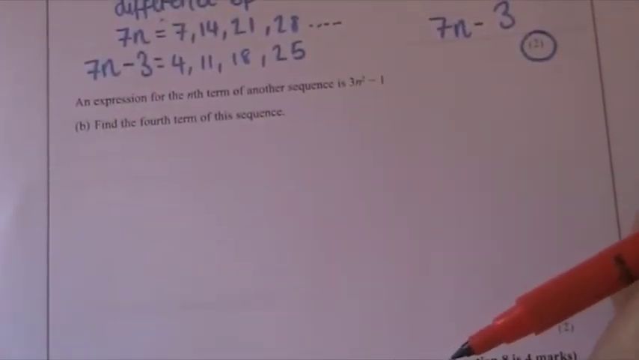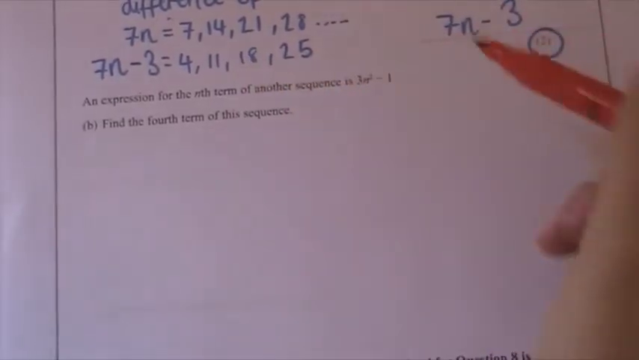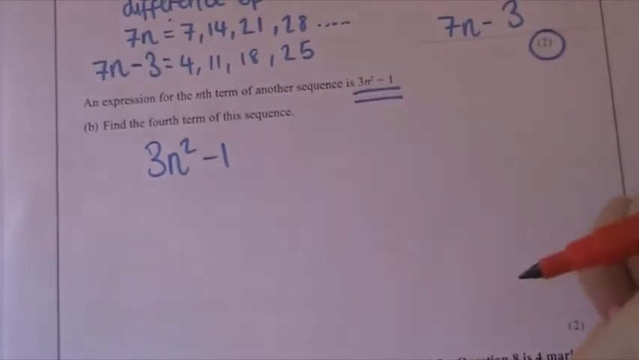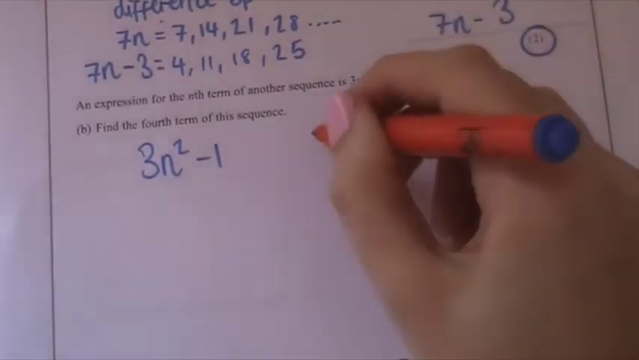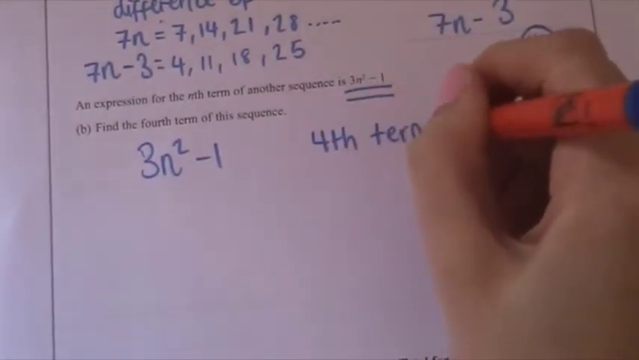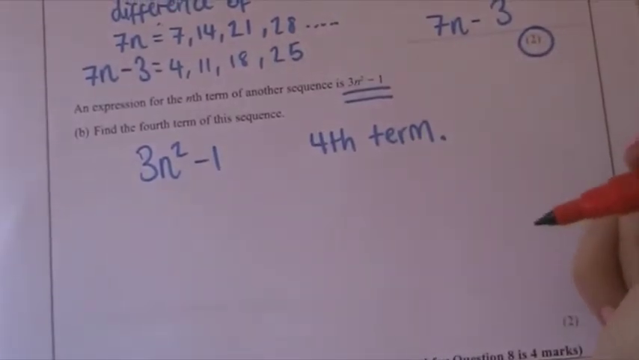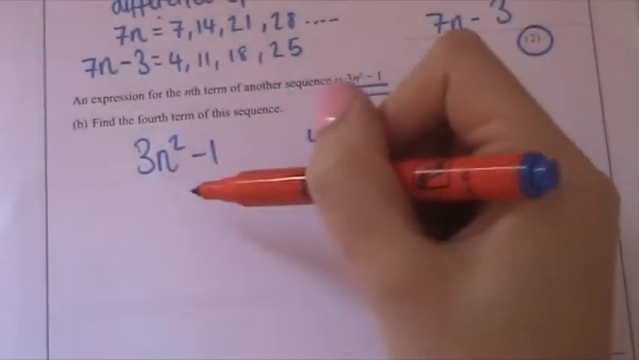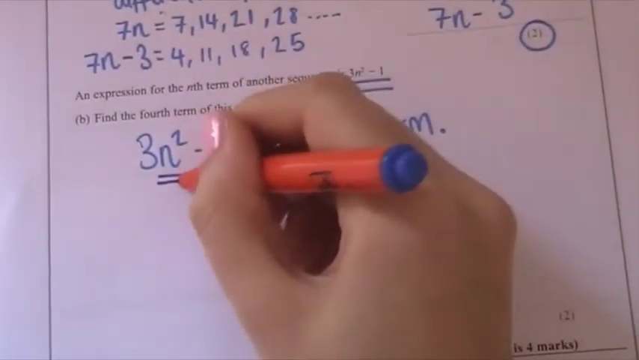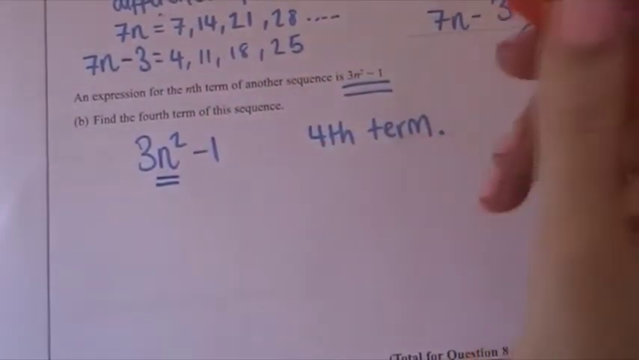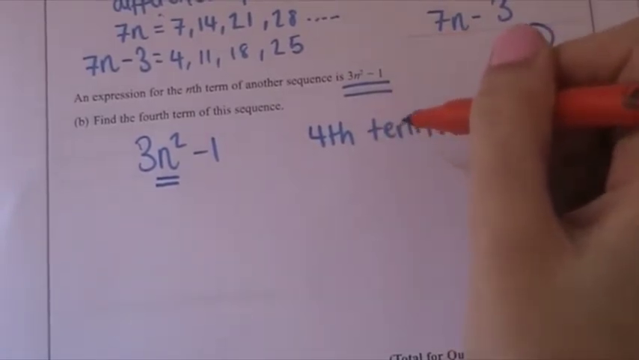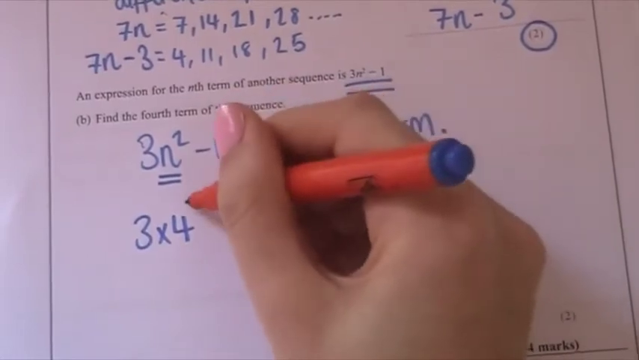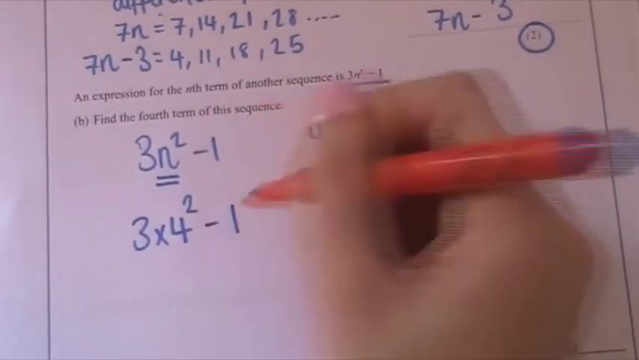Part B. An expression for the nth term of another sequence is 3n squared minus 1. Find the fourth term for this sequence. So they want the fourth term, or the fourth number in that sequence. So we're looking over here, 3n squared minus 1. Now we know n stands for the position of each number in the sequence. So we want the fourth number, that's going to be in position 4. So we can replace n with 4, so it'd be 3 times 4 squared minus 1.